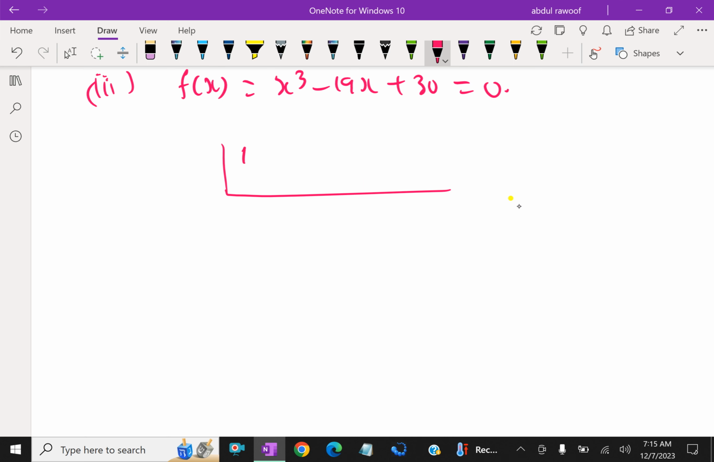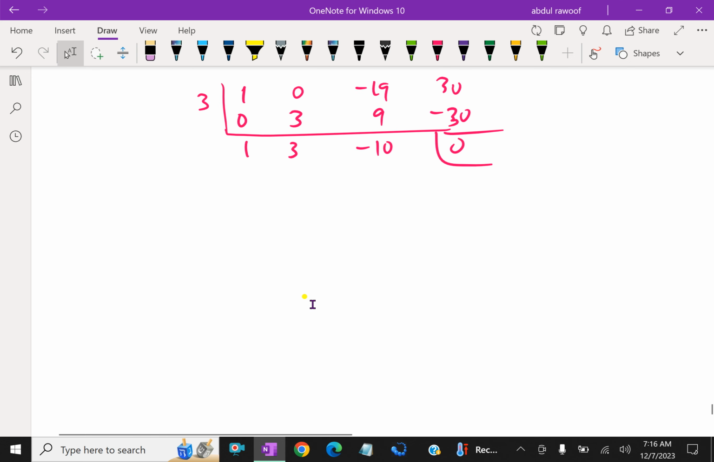The coefficient of x cubed is 1, the coefficient of x squared is 0, the coefficient of x is minus 19, and the constant is 30. Since x minus 3 is a factor, we put x as 3. 1 plus 0 is 1, 1 into 3 is 3, adding 3 plus 0 is 3, and 3 into 3 is 9, adding gives minus 10, multiplying gives minus 30, adding gives 0, so the remainder is 0. Therefore, the other factor is x squared plus 3x minus 10 equal to 0.